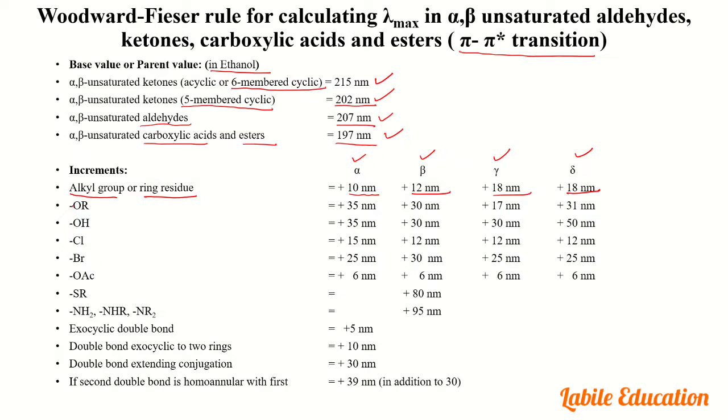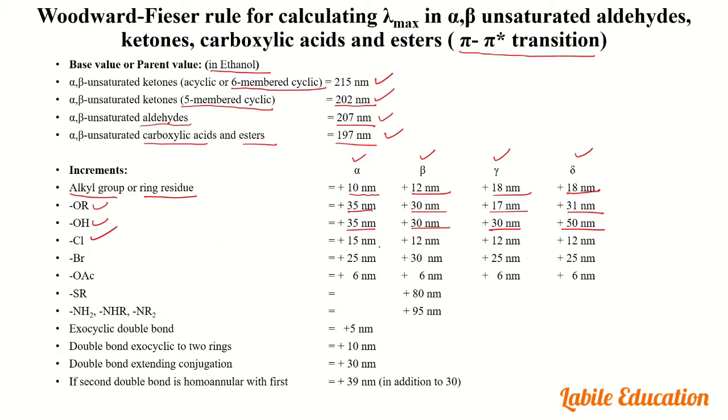And if an alkoxy group is there, then the values are different. Here you can see 35 nanometer at the alpha position, 30 nanometer at beta, 17 nanometer at gamma, and 31 nanometer at the delta position. And if it is an OH group, then at alpha it will contribute 30 nanometer, at beta 35 nanometer, at gamma 30 nanometer. If it is at delta, it will contribute a larger value, that is 50 nanometer.